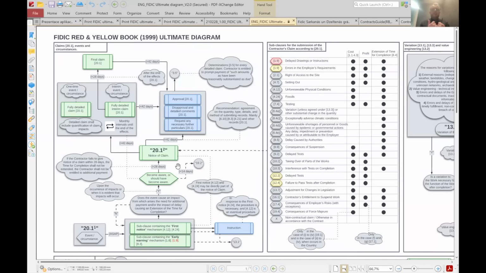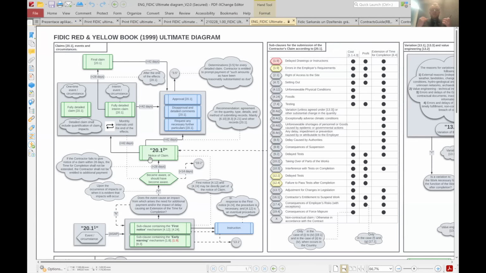Sure, there has to be some interpretation, because when I'm connecting each symbol and stuff like that, there has to be some interpretation from my side. There always will be, and there always is. But I was trying to keep it as low as possible and to have all of these subclauses actually sourcing the FIDIC guide or the FIDIC individual books.